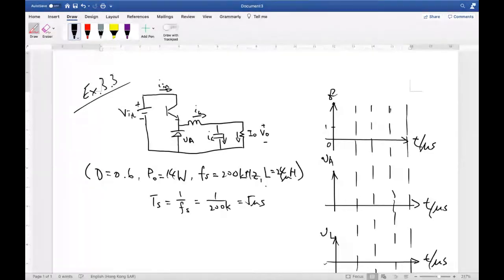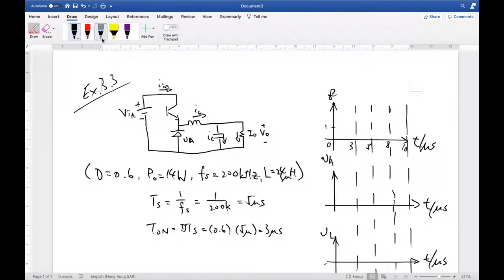5 microseconds. So we can label 5 here. And then the other one is T on, right? T on is equal to DTS. D here is given, so we don't need to do any calculation. 3 microseconds. So here we can label 3. And here is 8 and 10.